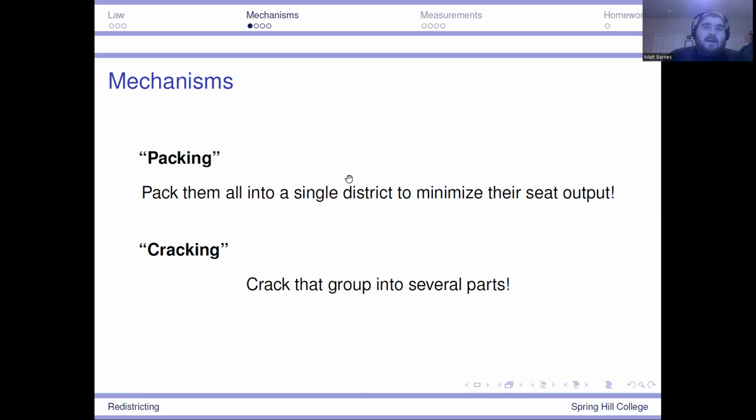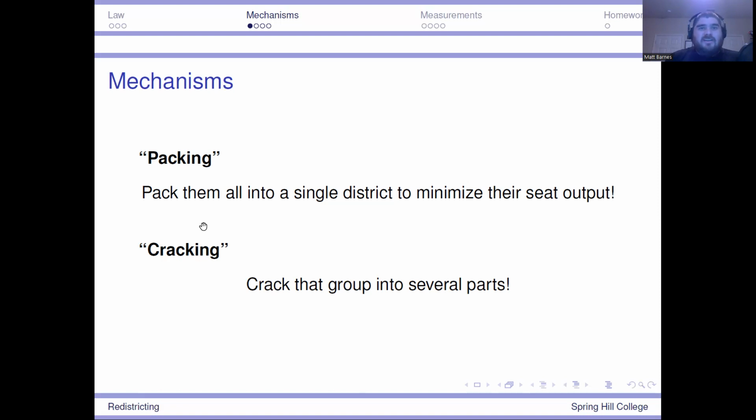So if I have 5 districts total and I manage to cram all of them into one, then I know I'm going to lose one, but I'm going to get 4 to my party. So that is how packing works, right? We're going to take everybody who's going to vote against us and we're just going to stick them in one district. We're going to write that district off. That's a loss for us, but we're going to win everything else.